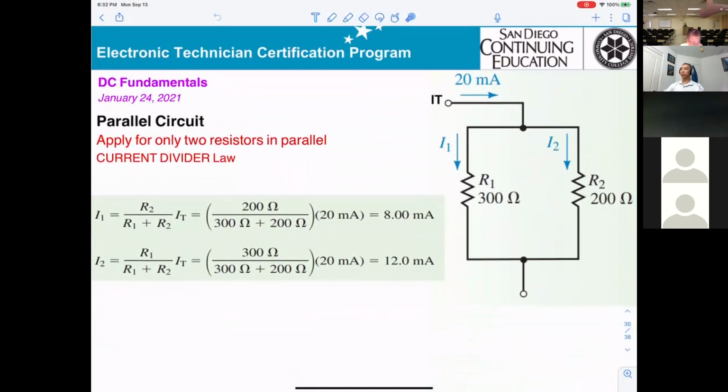This is the formula we call the current divider law. That means you get a total current here. It goes up to this point, I1 goes this way, I2 goes the other way. If you want to calculate I1, you can use the formula I1 equals I total times R2 divided by R1 plus R2. Or if you want to calculate I2, it will be I total times R1 divided by R1 plus R2.